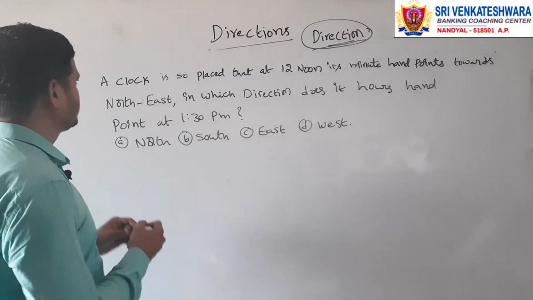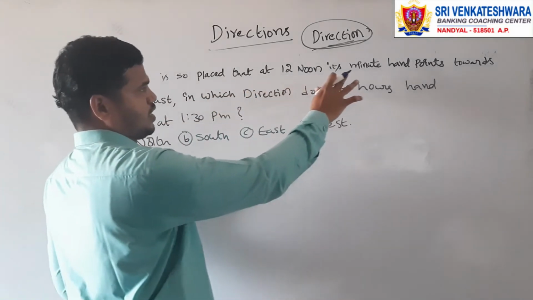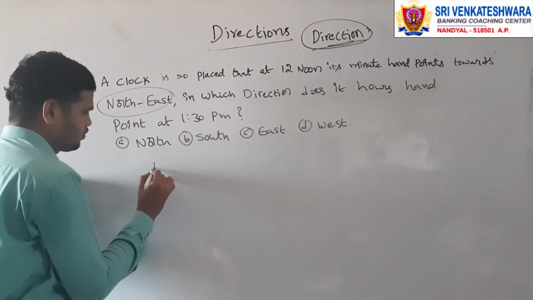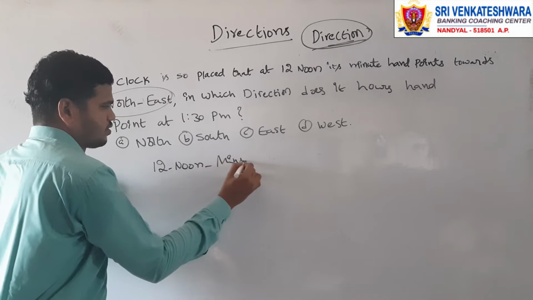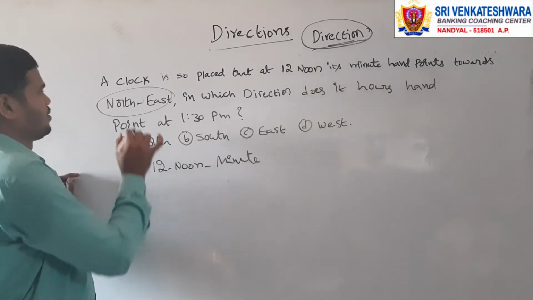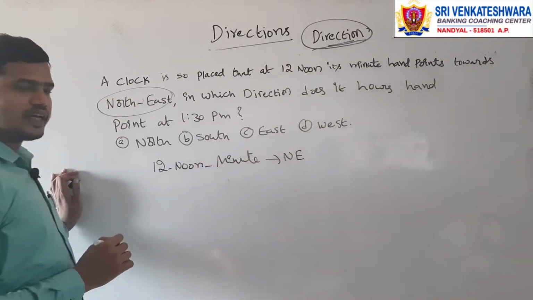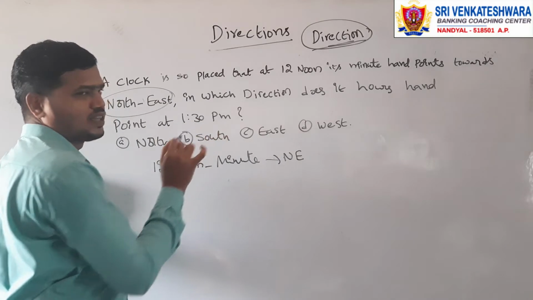What is the question? A clock is so placed that at 12 noon its minute hand points towards the northeast. So at 12 noon, the minute hand is placed at the northeast. In which direction will its hour hand point at 1:30 p.m.?